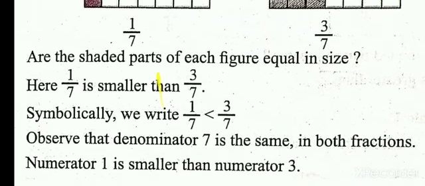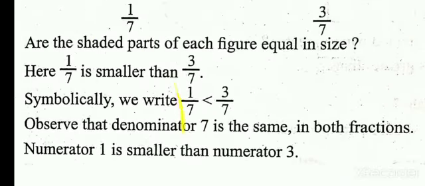Symbolically, we write 1 by 7 is lesser than 3 by 7. Observe the denominator 7 is the same in both fractions. Numerator 1 is smaller than numerator 3. Okay?